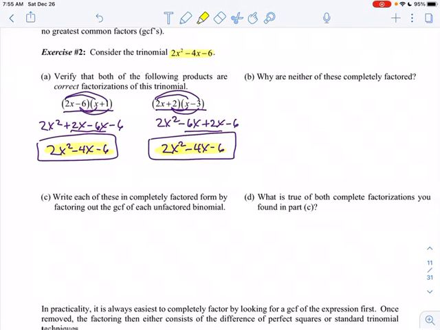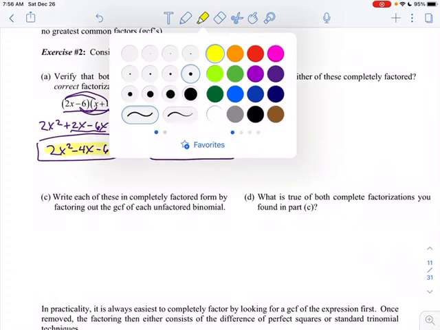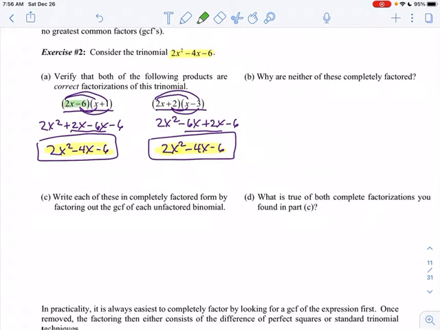Now, why are neither of these factored completely? If you look at both of these expressions, 2x minus 6 and 2x plus 2, each of them had a greatest common factor that could be factored out, okay? Each has a binomial that contains a GCF that can be factored out.